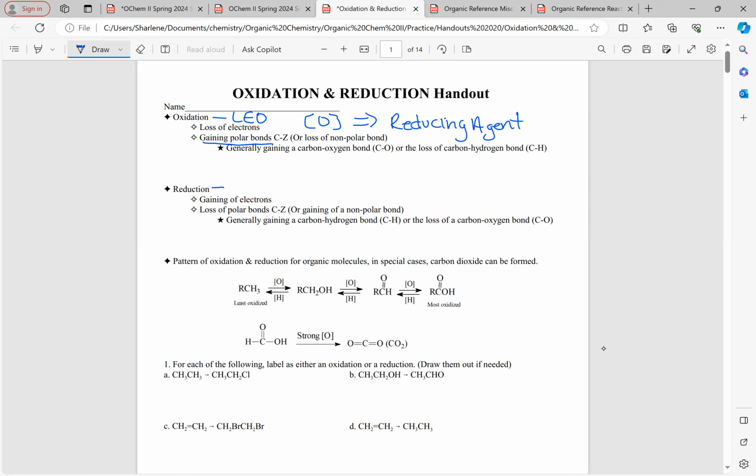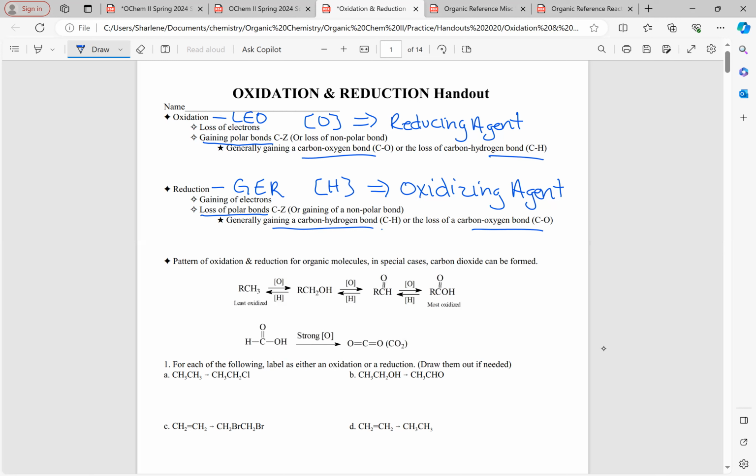Well, reduction is the GER part of that statement. So Leo the lion says GER, it's gaining electrons reduction. And that is indicated by a bracket with a hydrogen. And remember, the piece that is reduced would be called the oxidizing agent, because it's being reduced, but it's forcing the other partner to be oxidized. So we could call it the loss of a polar bond, specifically, an oxygen, or we could say it is the gaining of a hydrogen bond. Either way works for both of them.